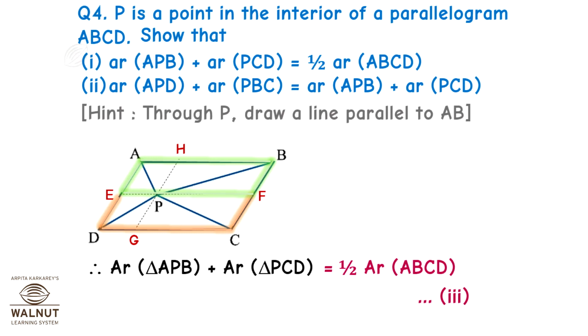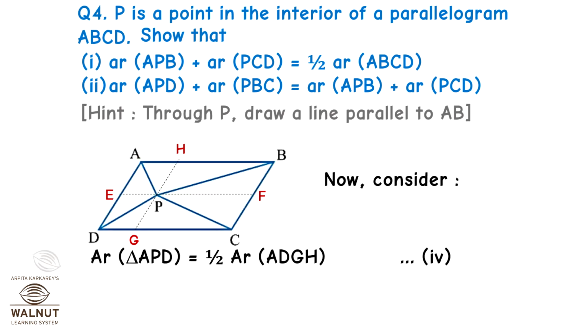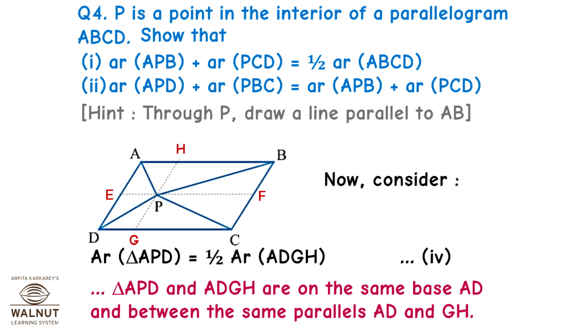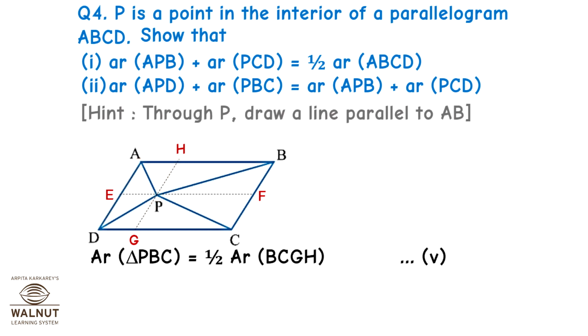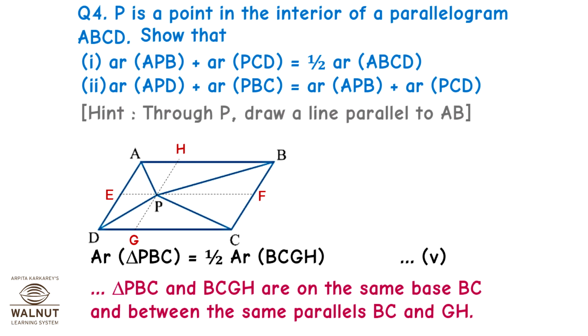Let this be 3. Now, consider area triangle APD is equal to half of area ADGH. Let this be 4. Triangle APD and ADGH are on the same base AD and between the same parallels AD and GH. Also, area triangle PBC is equal to half area BCGH. Let this be 5. Triangle PBC and BCGH are on the same base BC and between the same parallels BC and GH.